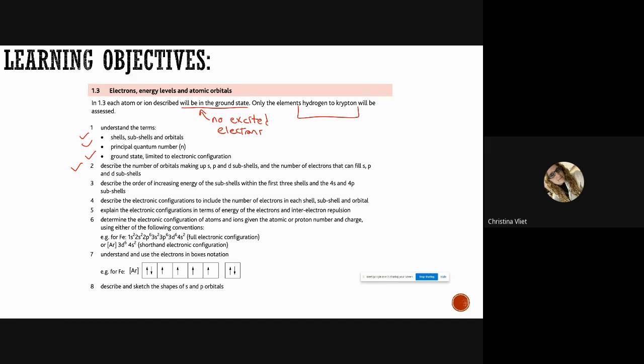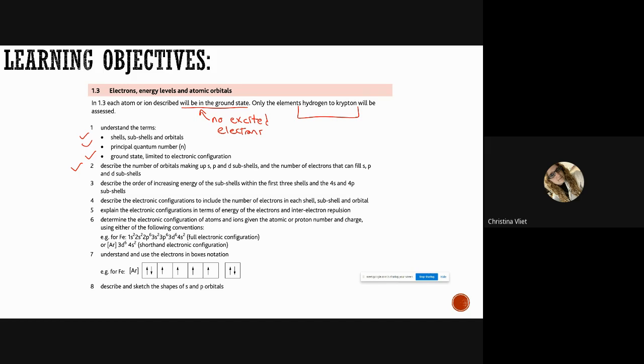Do you remember the increasing energy of subshells? Do you remember that it goes 1s first, and then 2s, and then 2s comes before 2p, and then 2p comes before 3s? Do you remember that there is an order of increasing energy and what that is? They only, by the way, need you to go up to 4p.